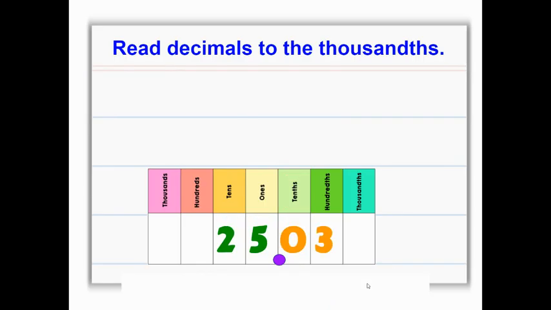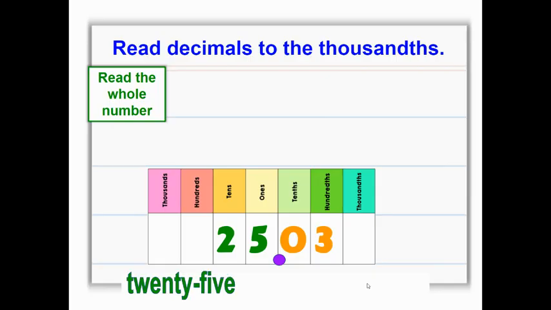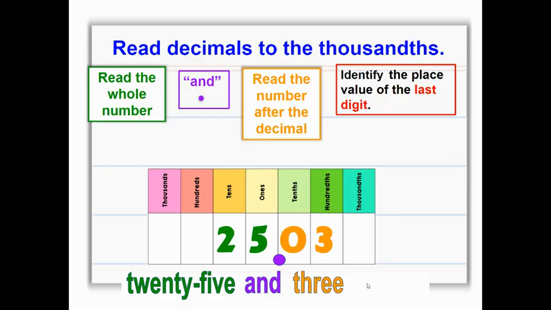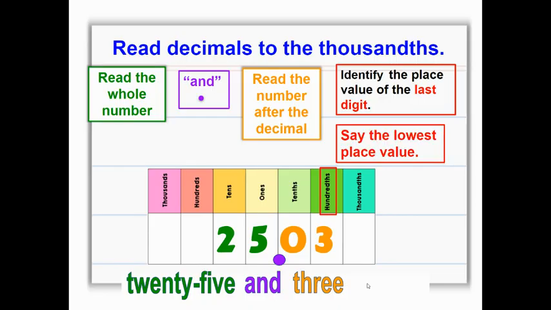This number has 4 digits. We read the whole number, everything to the left of the decimal point, 25. We read the decimal point as and. We read the number after the decimal. I see 2 digits, 0 and 3, but I'll read it as 3. And then identify the place value of the last digit, it's hundredths. So we will read this as 25 and 3 hundredths.